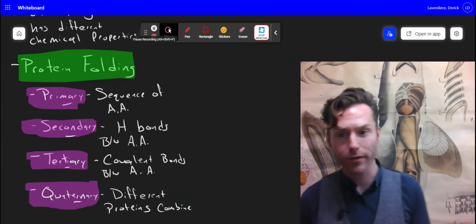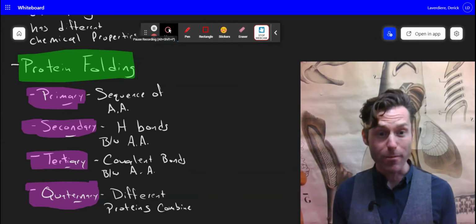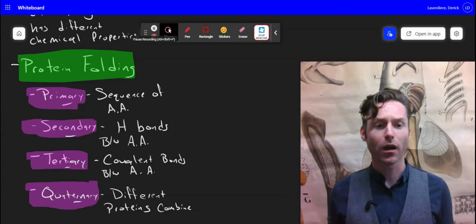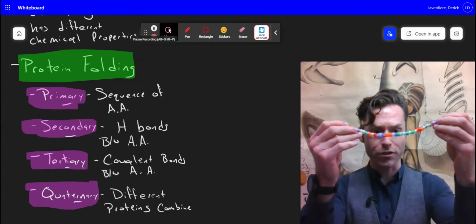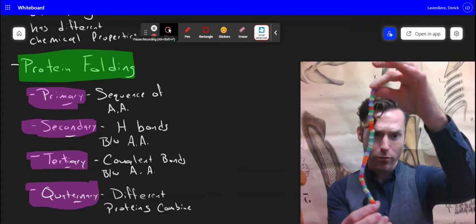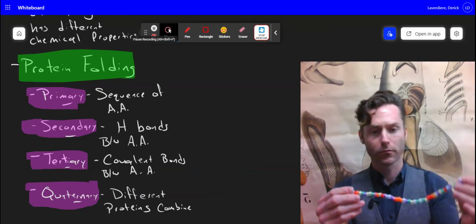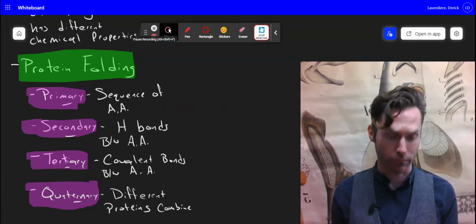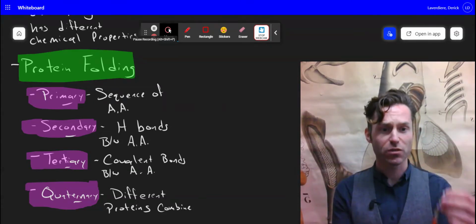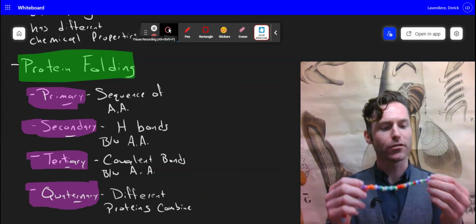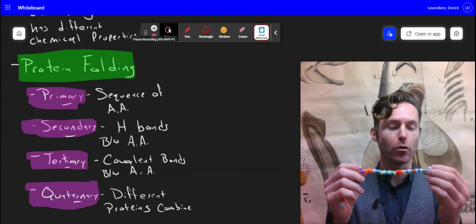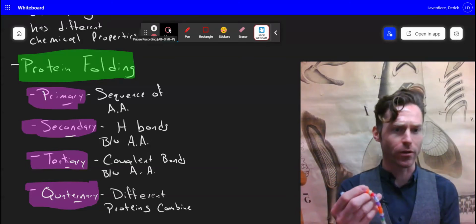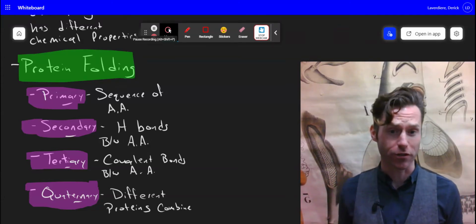The first level of protein folding, primary folding, is simply the sequence of amino acids, right? The order in which the amino acids show up. So here in my beautiful fuzzy stick bead model, the order of the colors is my primary folding. Straight line, just whatever colors show up. So I've got purple, pink, green, yellow, purple. Those represent different amino acids. So the order in which the amino acids show up is our primary structure.